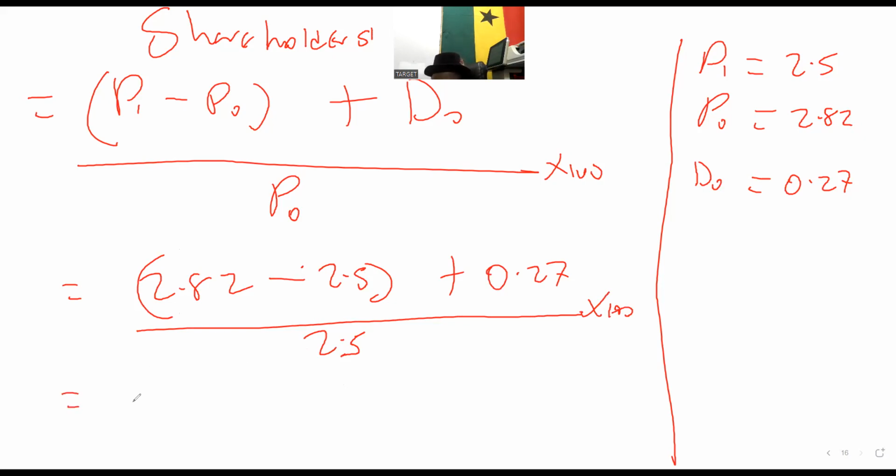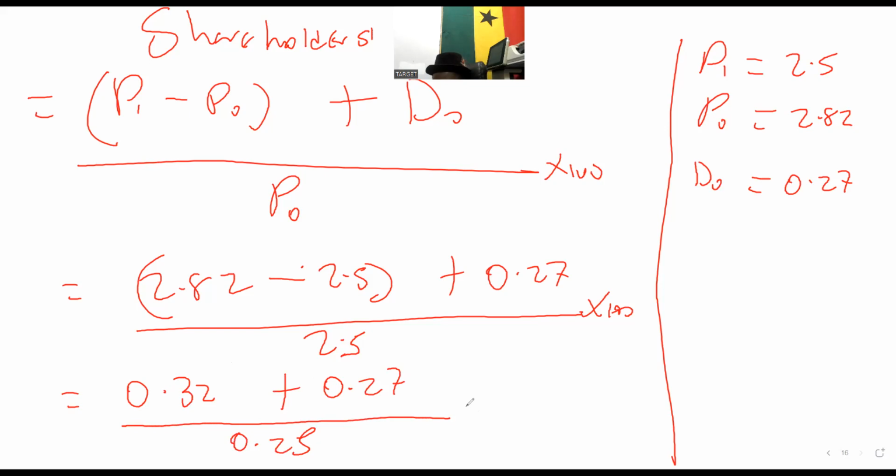2.82 minus 2.5 is equal to 0.32. Good. So now the capital gain is 0.32 plus the level of dividend they will declare. Now the total of 0.32 plus 0.27, that is 0.59, right? So the total return value is 0.59.